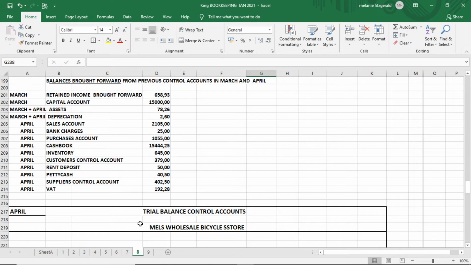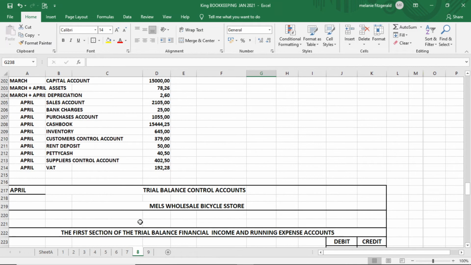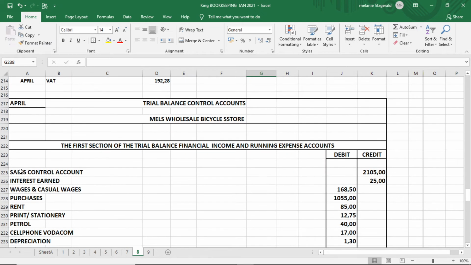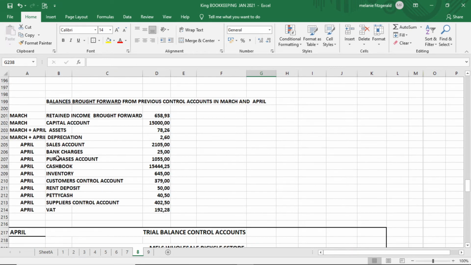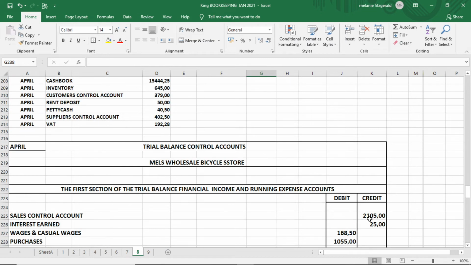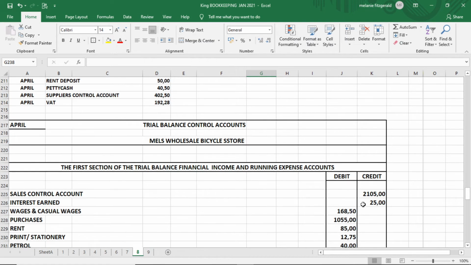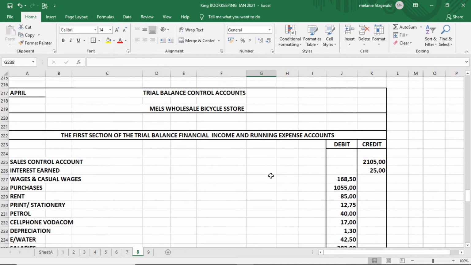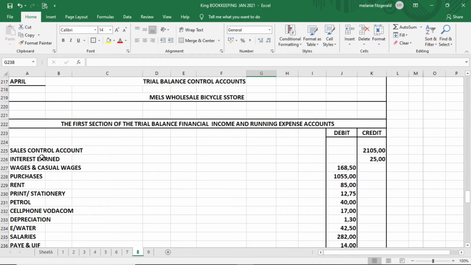Mel's Wholesale Bicycle Store for the month of April. So the sales control account. Remember up here, the sales account of $2,105. We're bringing that forward down to the credit side, sales control account, as you notice. I just want to remind you that the first section of the trial balance is the financial income and running expenses accounts. That's the first section. Okay, so the customers control account.